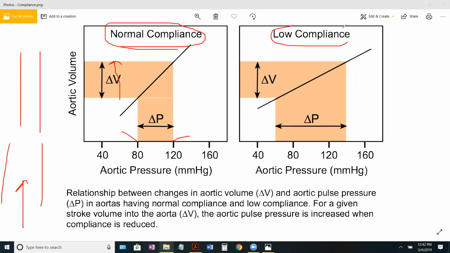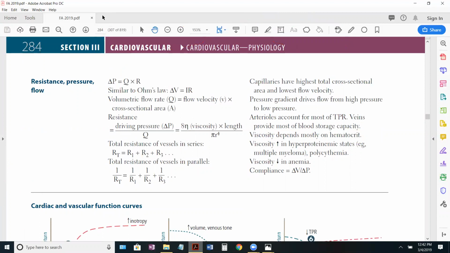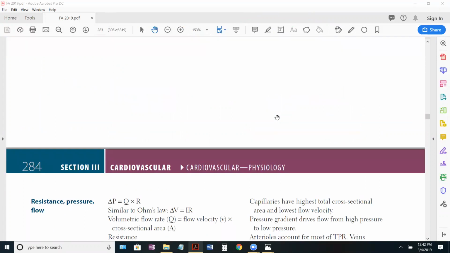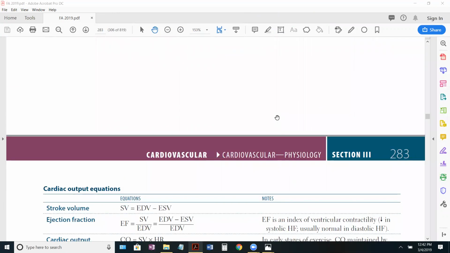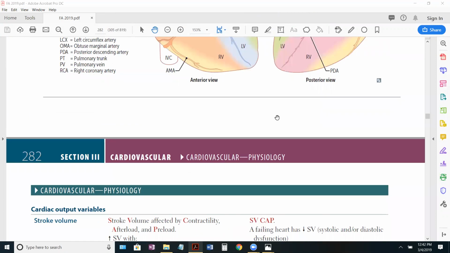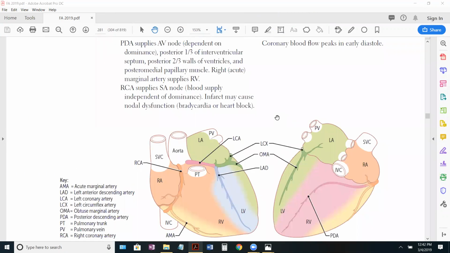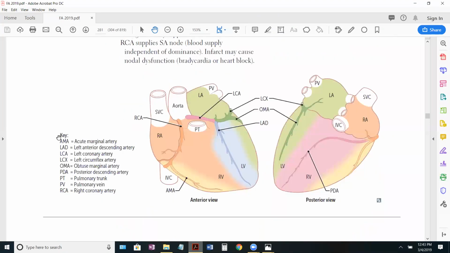Remember, the most compliant vessel of your body is the aorta. The most compliant blood vessel of your body is the aorta. Okay? Anything till here? Extremely high yield pages. If you understand this, then you will know the cardiac pathology, then you will know the cardiac pharmacology, and all the ischemic diseases of the heart can be explained by whatever I told you.